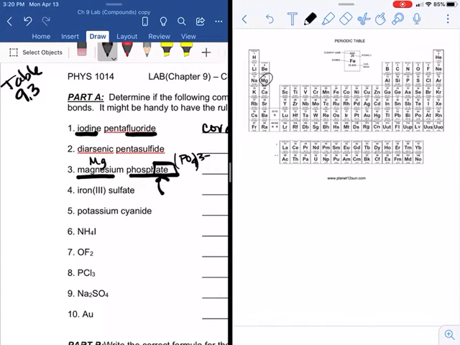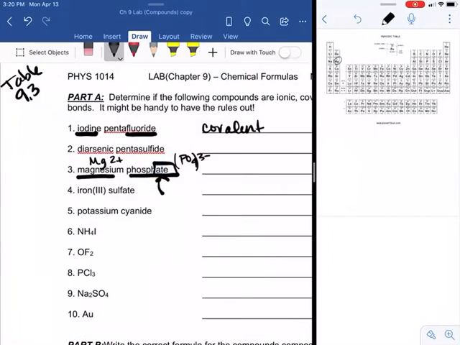And magnesium, how do you find the ion for it? Well, it's 2+. Really though, you don't need to do the ion for this. I just wanted to show you that magnesium, since it's a metal, and phosphate, since it has this negative charge right here, that's like a metal and a nonmetal. So this would be an ionic.